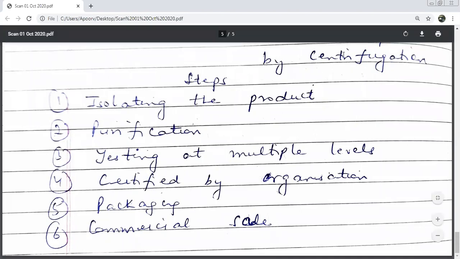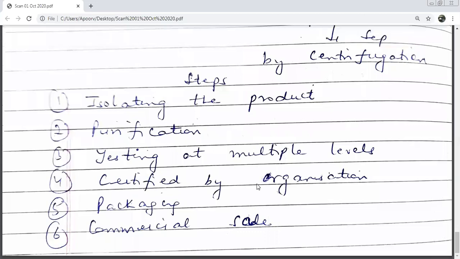Isolating the product में you will write कि किससे isolate किया. Purification you will write कि why we have purified. हो सकता है some products are still attached. Testing you will write. What will you write by this? Certified by organization. What will you write? It is certified by an organization, and we can write about ICMR. But it is for legal authentication. I mean, for making it legally authentic, it is certified by an organization before marketing.